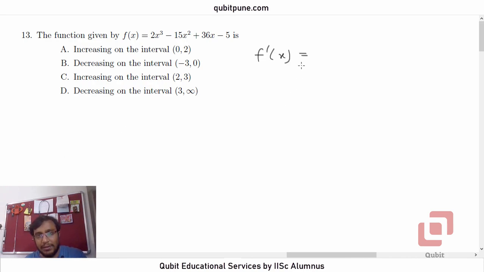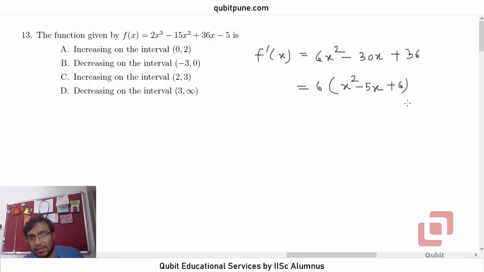We have to first find the derivative of the function f. So that will be 6x squared minus 30x plus 36. We may take 6 common, so it will be x squared minus 5x plus 6, right? Now see, if we want the function to increase, we would like to find the sign of the derivative of the function. It's not difficult to factorize it. x minus 3 into x minus 2, those will be the factors.